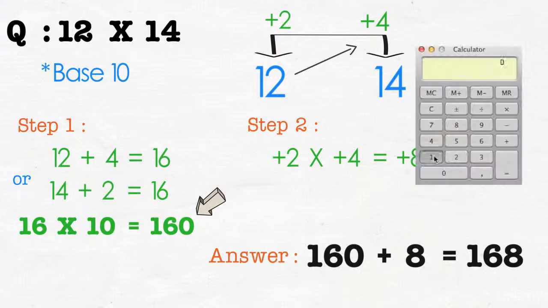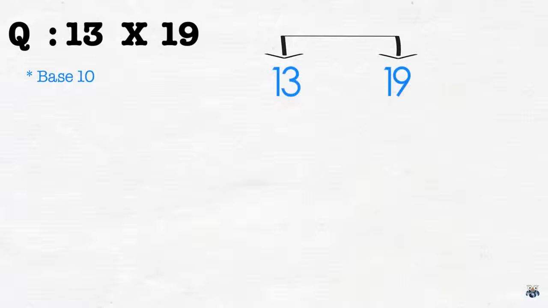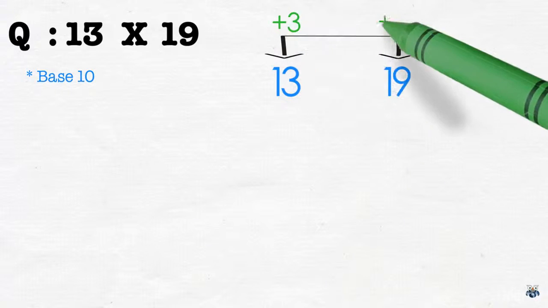But is this answer correct? Let's pull up a calculator and check the result. Great. Now let's increase the numbers and try one more example. What is 13 times 19? 13 is 3 more than 10. 19 is 9 more. We write this down.